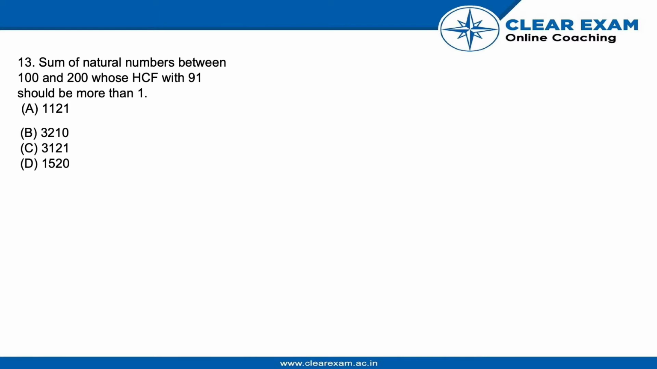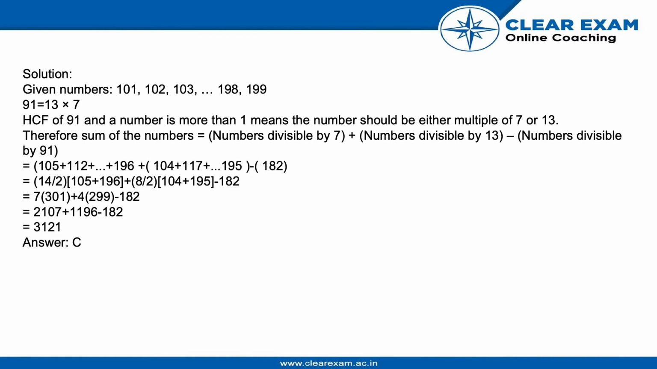Find the sum of natural numbers between 100 and 200 whose HCF with 91 is more than 1. Okay, and these are the options. Let's see the solution. The given numbers are 101, 102, 103, up to 198, 199, because the numbers are natural numbers between 100 and 200, and 100 and 200 themselves are not included. That's why these will be the numbers.